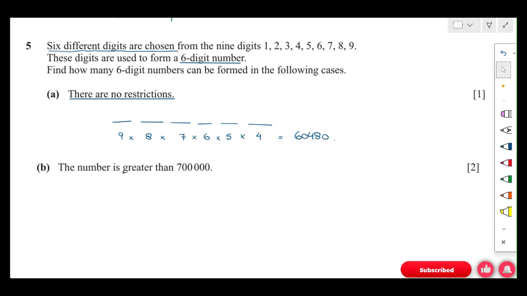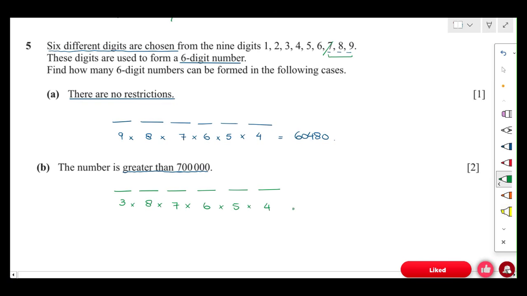Now for part B, the number is greater than 700,000. If the number is greater than 700,000, it means the first digit can be 7, 8, or 9. So here you have to fix only 3 options for the first digit. If you took 7, we have 8 options left for the next digit, and then 7 left, then 6, then 5, and then 4.